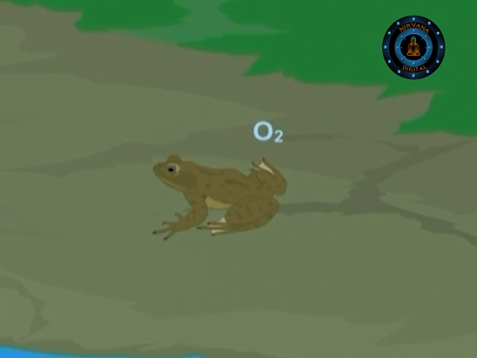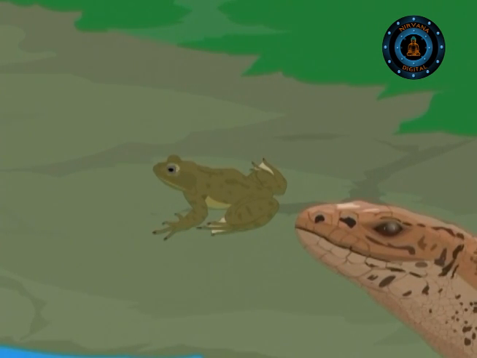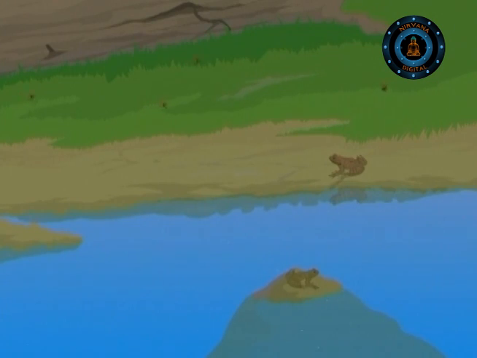Amphibians breathe through their damp skin, and the skins of many species contain poison glands which they use to ward off predators. Almost all amphibians are carnivores and eat other animals for food.